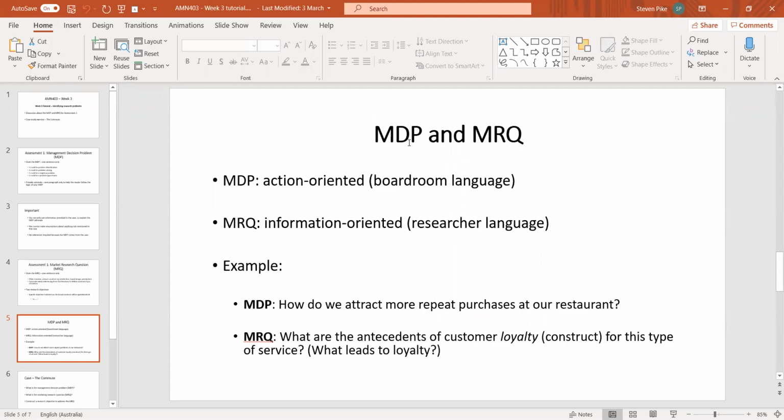What do we do in this particular case? We need information. So the marketing research question is information orientated. It's in researcher language, so they're both worded quite differently. So for example, an MDP could be how do we attract more repeat purchases at our restaurant?